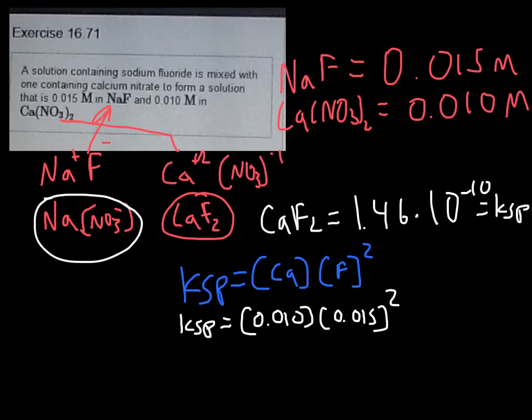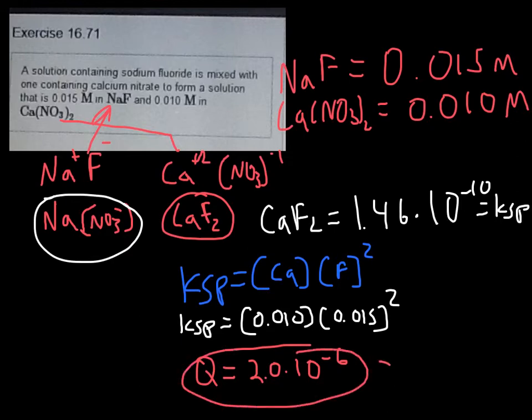Alright, with that said, why don't you just go out and calculate this. I got a value, we'll label it Q, that equaled 2.0 times 10 to the minus 6. This value is greater than the Ksp value that was given of 1.46 times 10 to the minus 10. If you look back at the previous slide that I did, it stated that when the Q value is greater than the Ksp, that means precipitate will form.